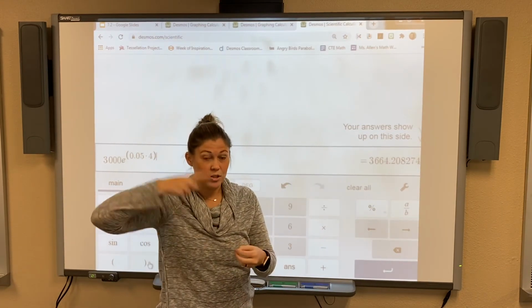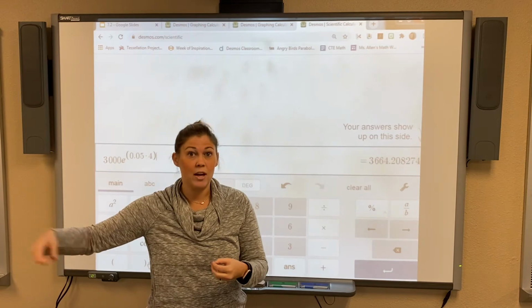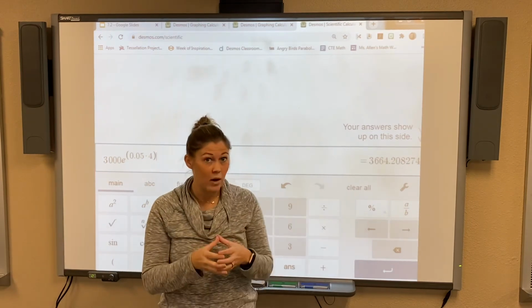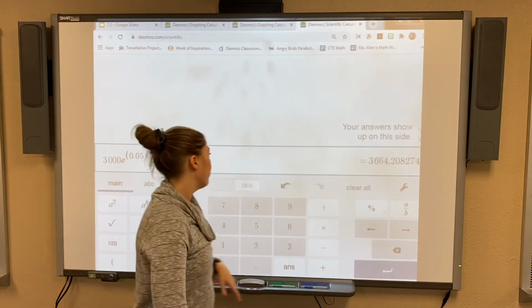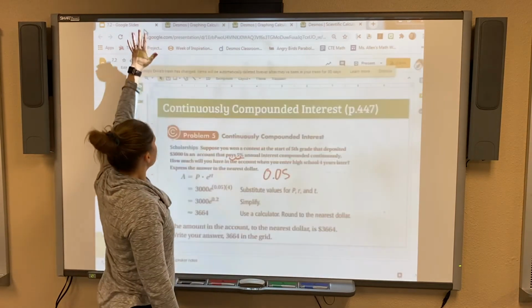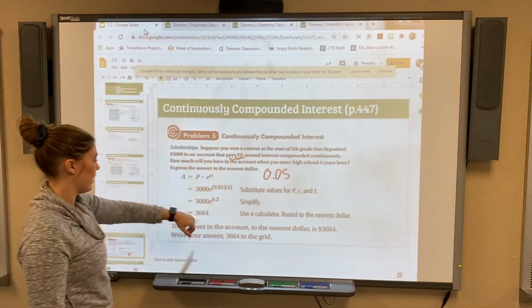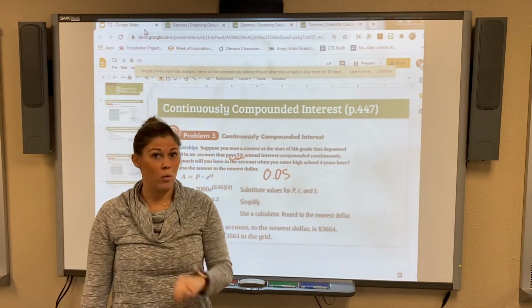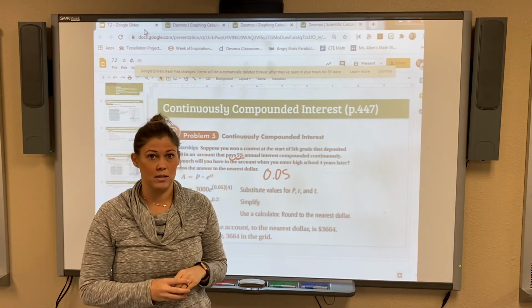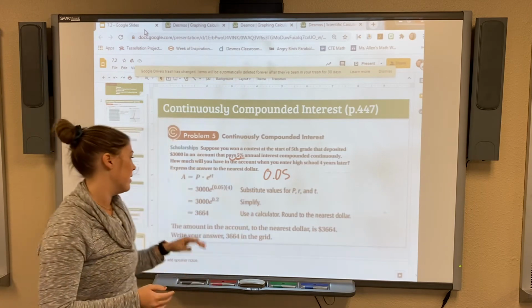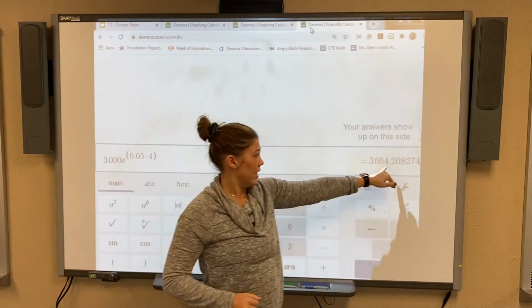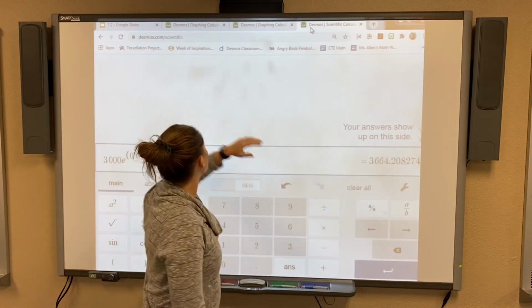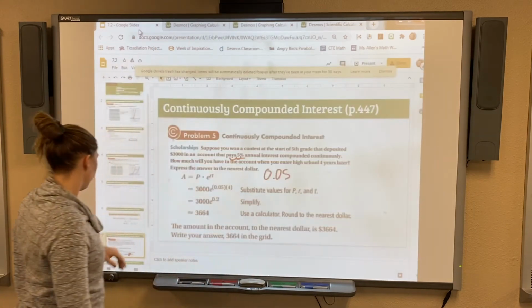So we put in $3,000. The interest rate was 5% each year, so after 4 years in our account, we would have $3,664. Okay, pretty cool, right? Watch in MathXL, it may say round to the nearest cent. So then in this case, it would be $3,664.21. So just watch for what rounding they want you to do.